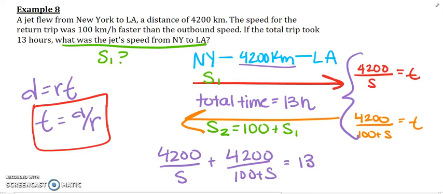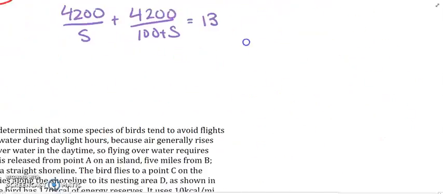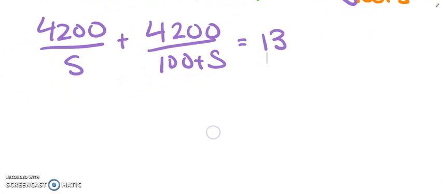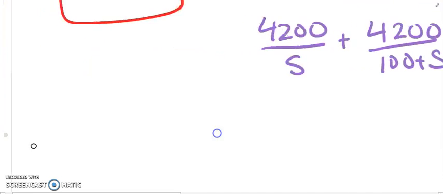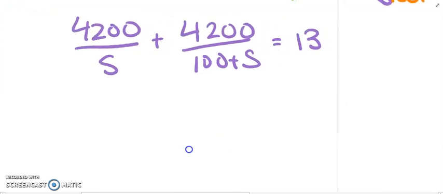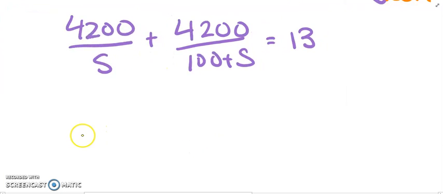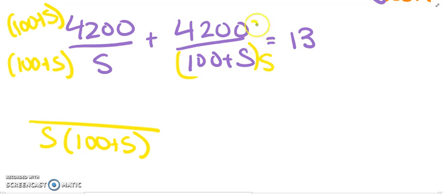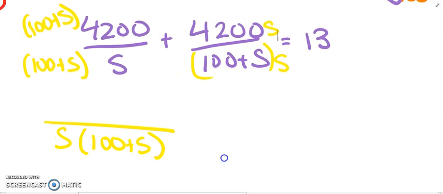Well, that was easy to set up. This is a little bit harder to solve, but this looks very similar to something you should have seen in the last section on how to solve equations when we have different denominators. In order to add, we know we need a common denominator. I have an S and a 100 plus S, so my common denominator is S times 100 plus S. So this needs a 100 plus S. So does this. This is a good review. This needs S. This needs S. So I don't need to worry about my right side yet.